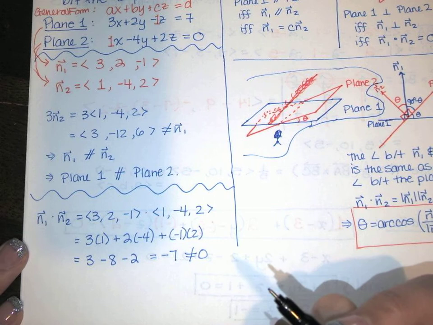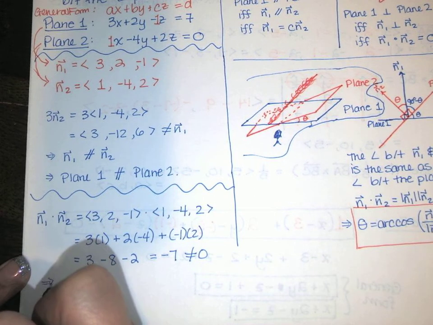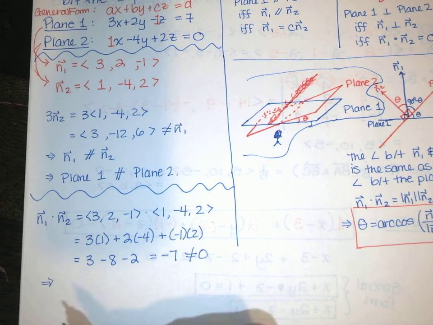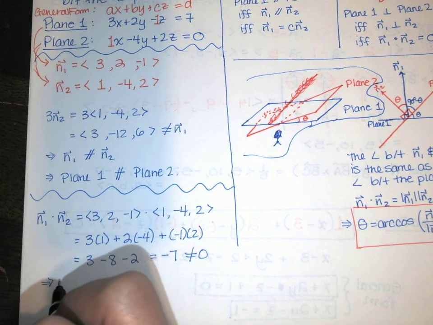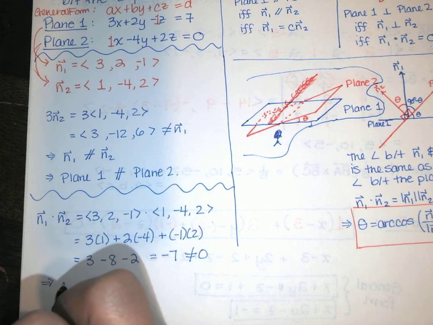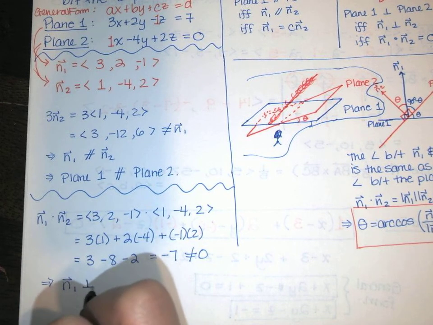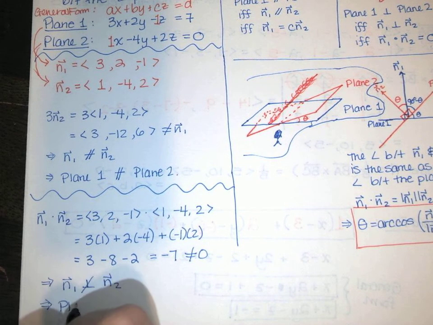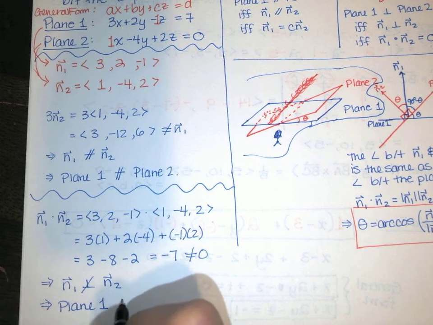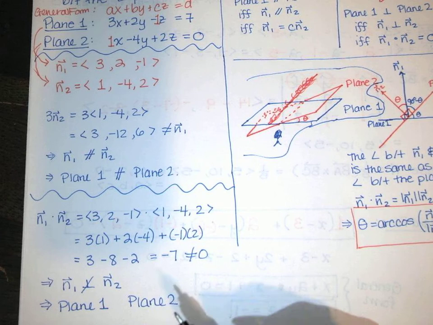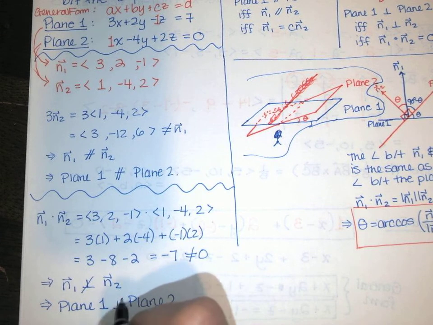That's not 0. If it's not 0, then we know that the angle between the two planes is not 90 degrees. So n1 and n2 are not perpendicular to each other. That means the planes are not perpendicular to each other. Okay.